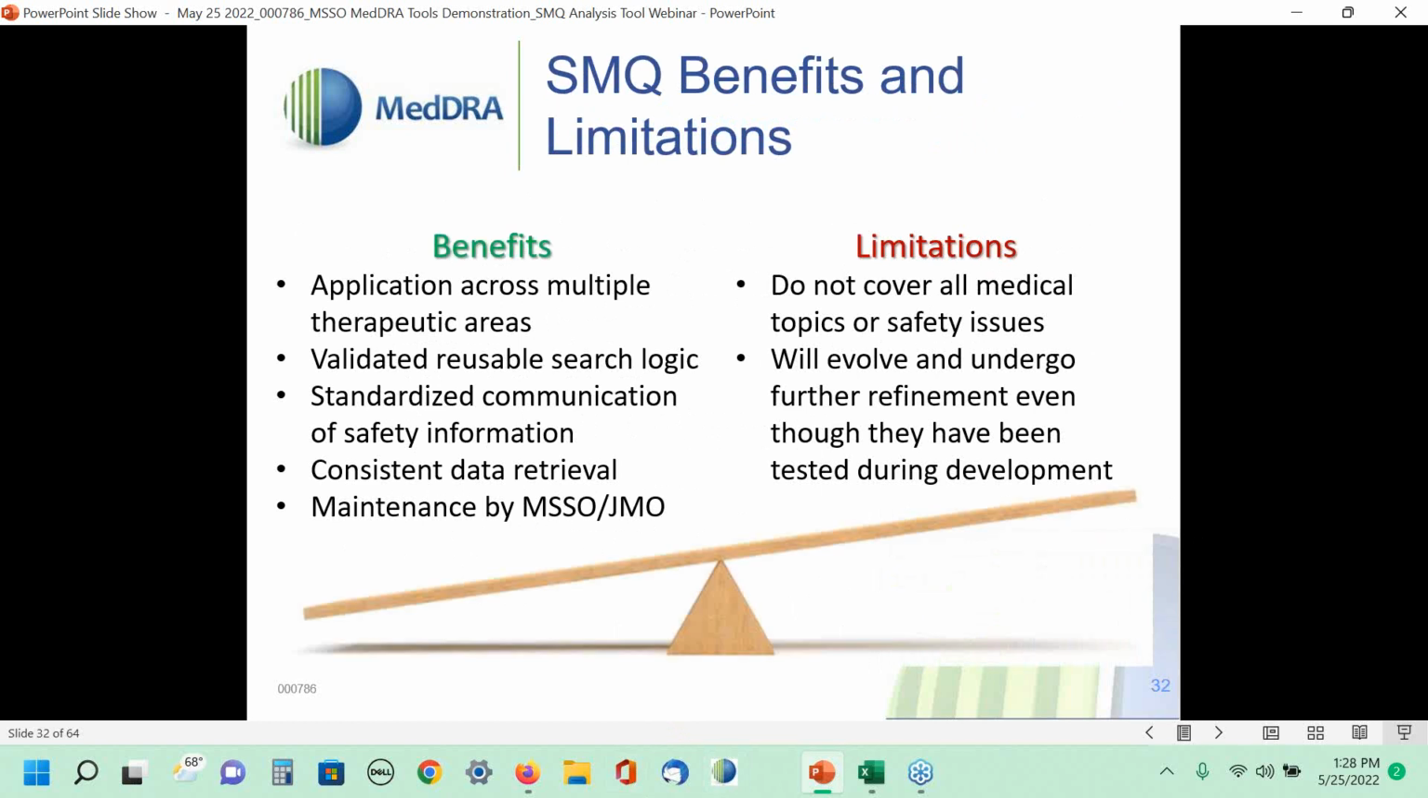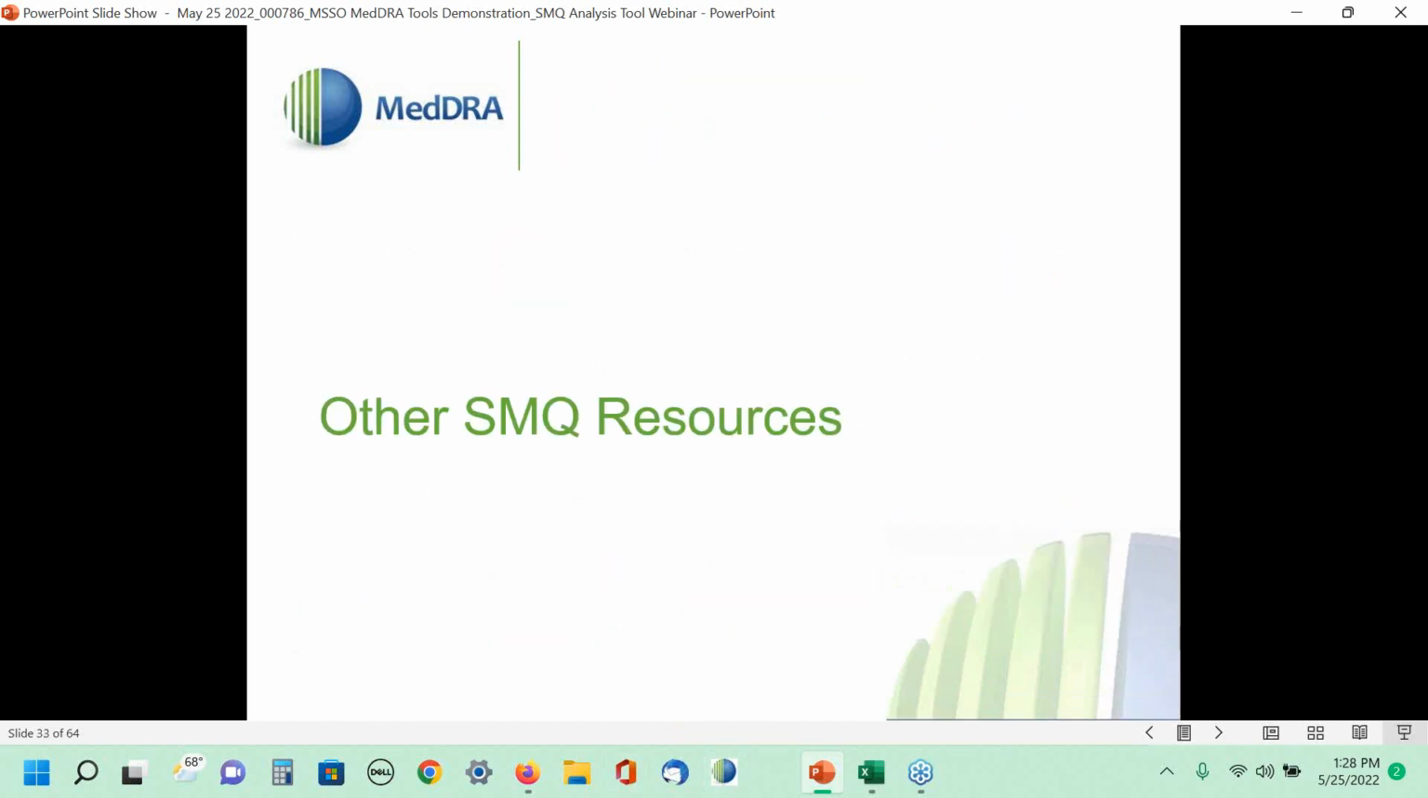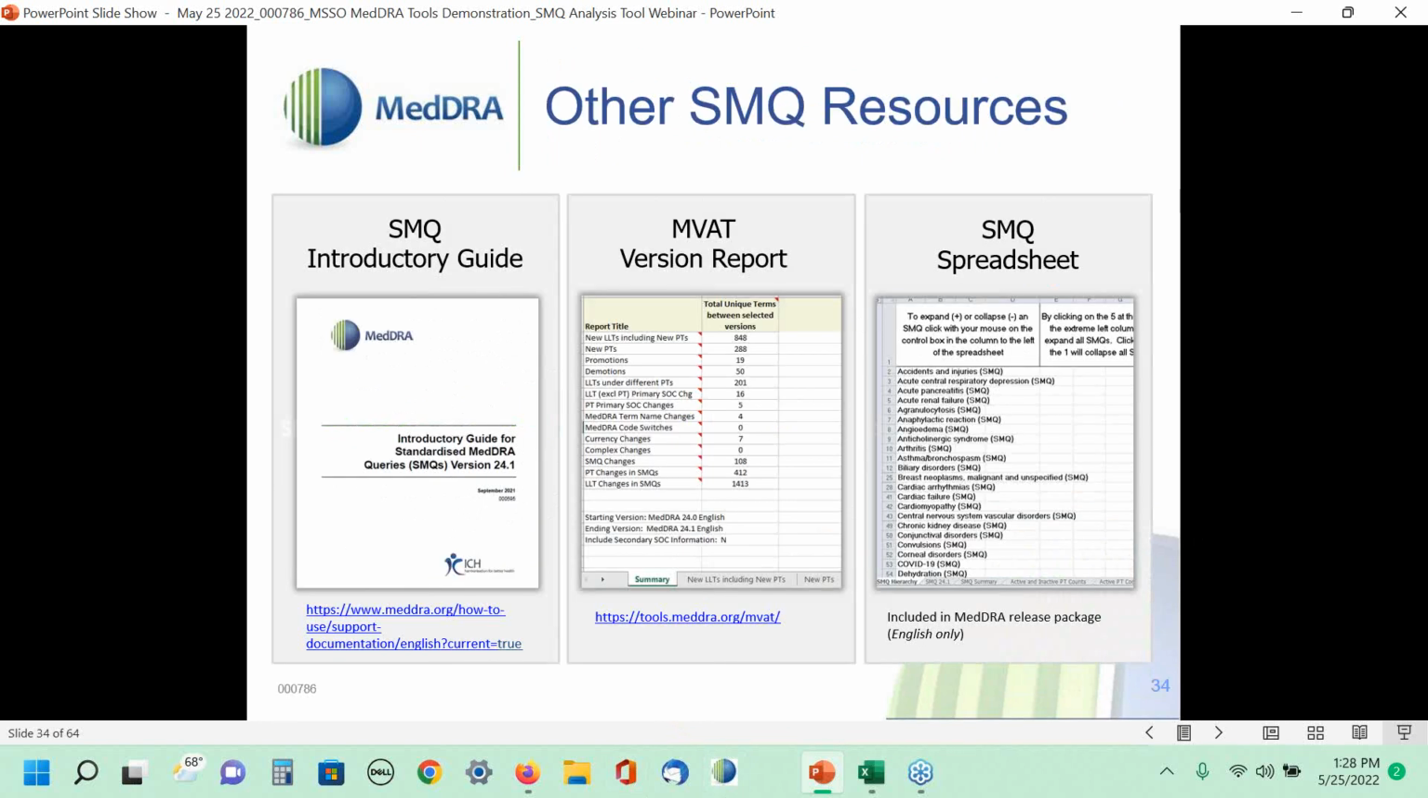So it's all a balancing act. Other resources that I just want to mention very quickly, just summarizing them right here, and at the end I'll open them up and just show you what they look like.